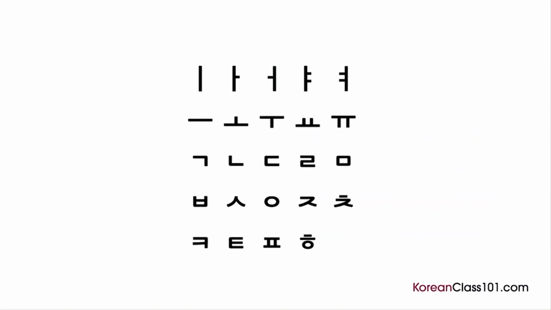Today, you're going to learn 3 more vowels. Let's get started. First, here are the characters you learned in the last lesson. A, I, and ieung. Your next character looks pretty similar, so pay attention to the differences. 어. Listen carefully to the pronunciation.